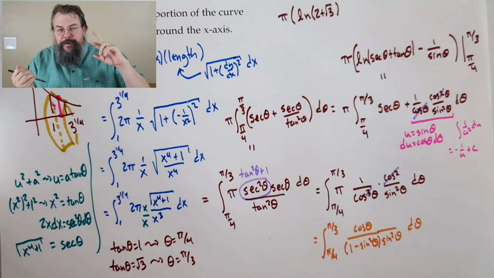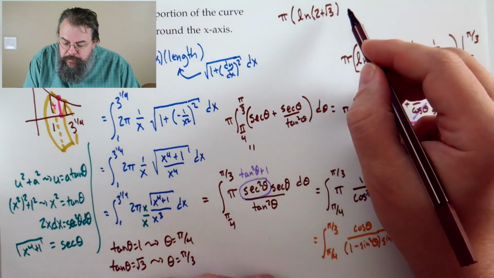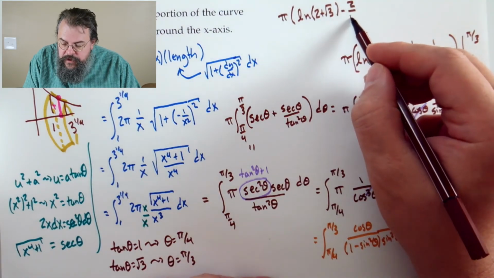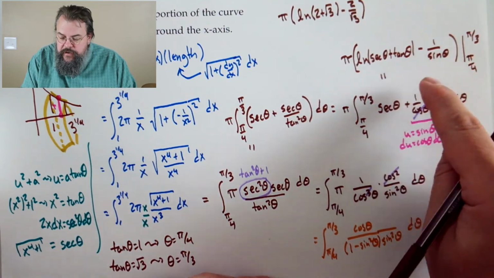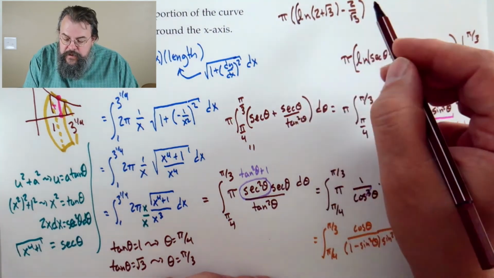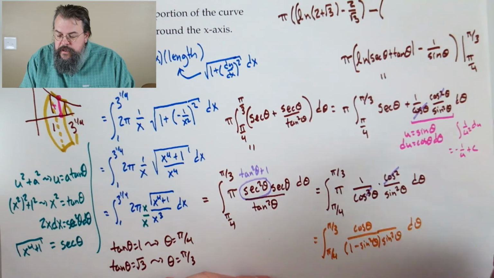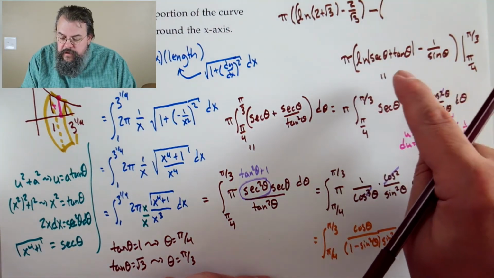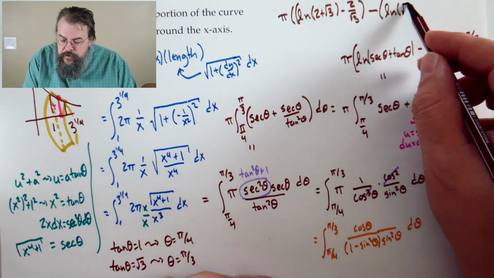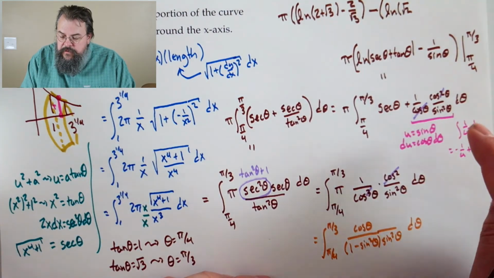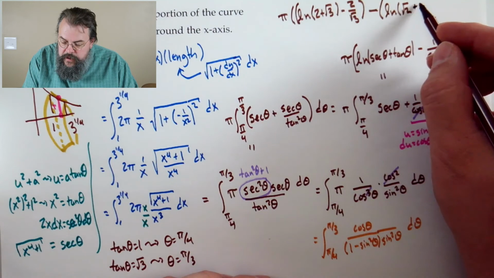Okay, what does that become? Well, minus 2 over root 3. Okay, so that's pi thirds. And now subtract, plug in pi fourths. Secant of pi fourths is what? Well, root 2. Tangent of pi fourths, 1.